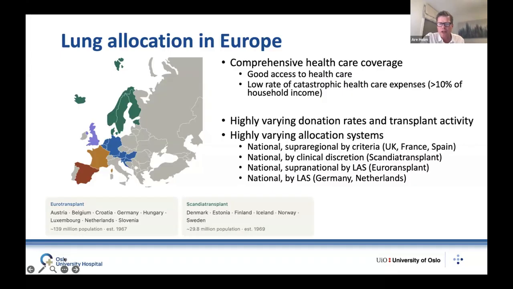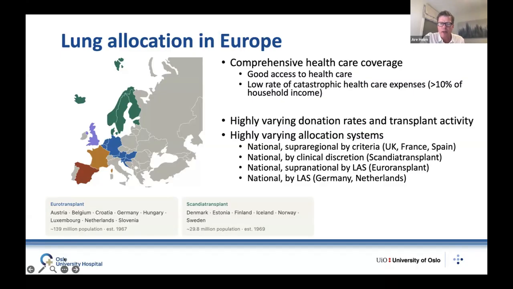So in the national allocation systems of, for instance, the UK, France, and Spain, you have regional allocation and then super-regional by certain criteria. So again, that would be more of a hierarchical structure for super-regional and regional allocation, not a scoring system. In Scandiatransplant, which is the system I know best, we have national allocation, and it's simply clinical discretion because the hospitals know their patients. There's no competition between hospitals for the organs, and I think that's an important point.